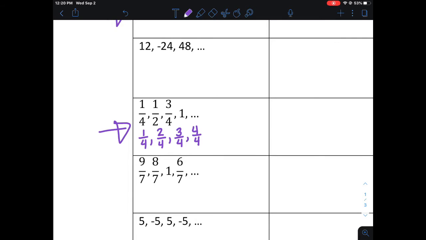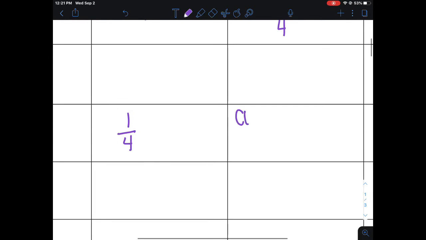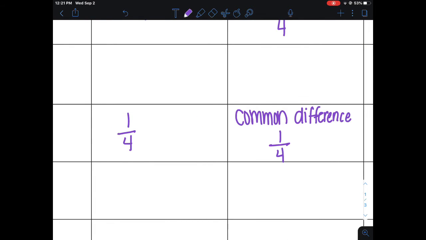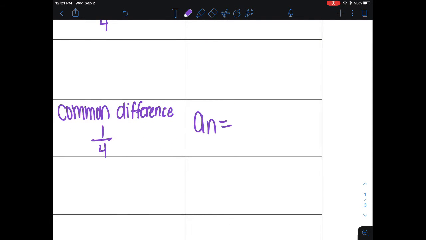Okay, so the first term is 1/4. Now, how did I get from one term to the next? I had 1/4, then 2/4, and then 3/4, 4/4. So each time it looks like I'm adding 1/4. So the common difference is 1/4. So we have A sub n equals the first term plus the common difference times n minus 1.